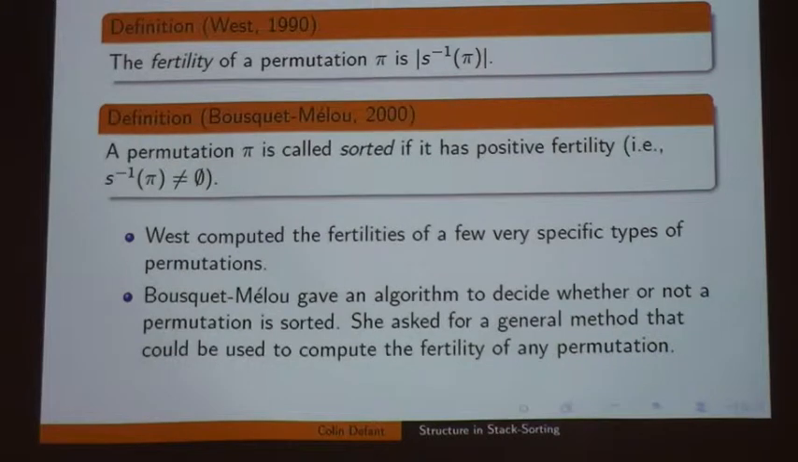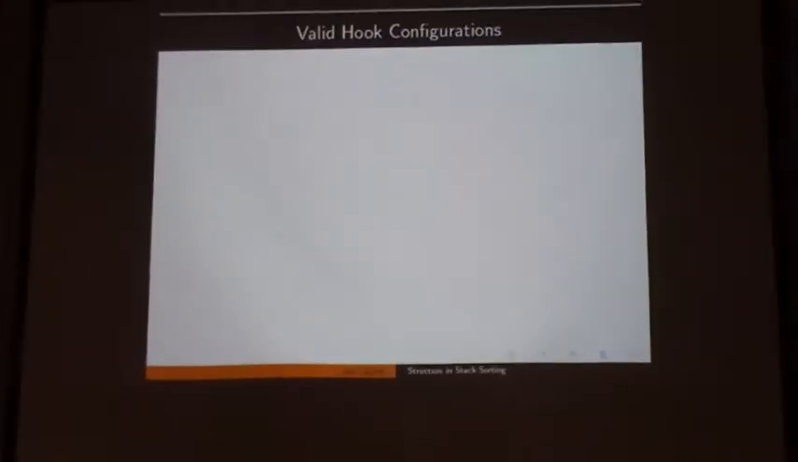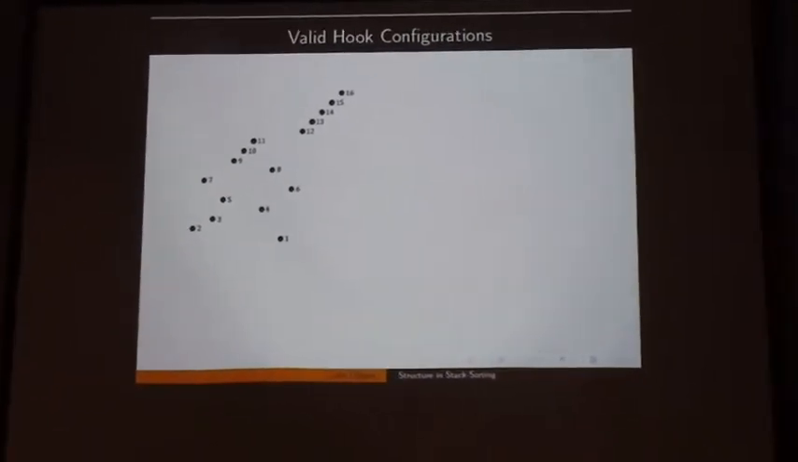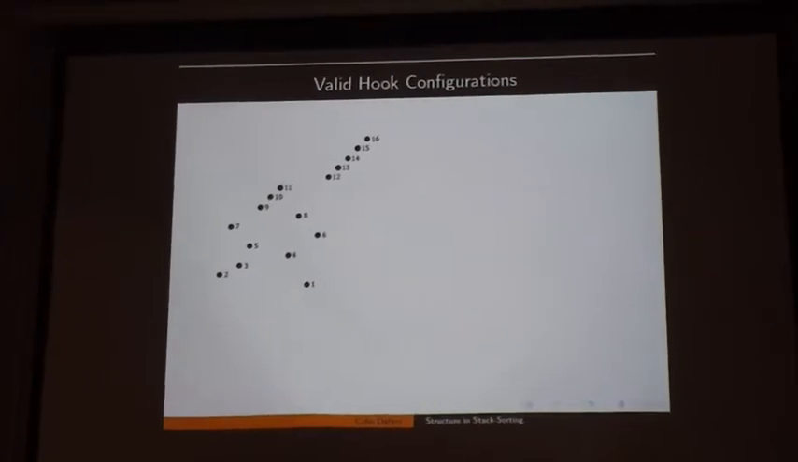And I'm going to go through this method very quickly on the next slide. I realize that I'm going through it very quickly, so it's okay if you don't digest every single word that I'm going to say, because I'm going to try to highlight the main points to keep in mind at the end of the slide. But the method involves studying new combinatorial objects that I've defined that I call valid hook configurations. So to define a valid hook configuration of a permutation, we start by plotting the permutation.